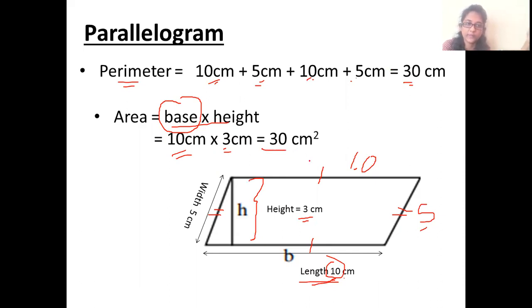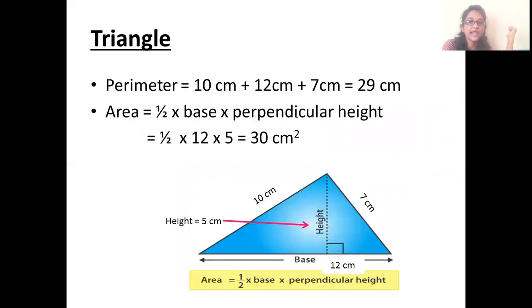So this is all about perimeter and area for the parallelogram. And then triangle. For a triangle, all three sides are given here. To find the perimeter, we have to add all three sides: 10, 7, and 12. All of them are here, so we add them, and finally we get 29 centimeters.